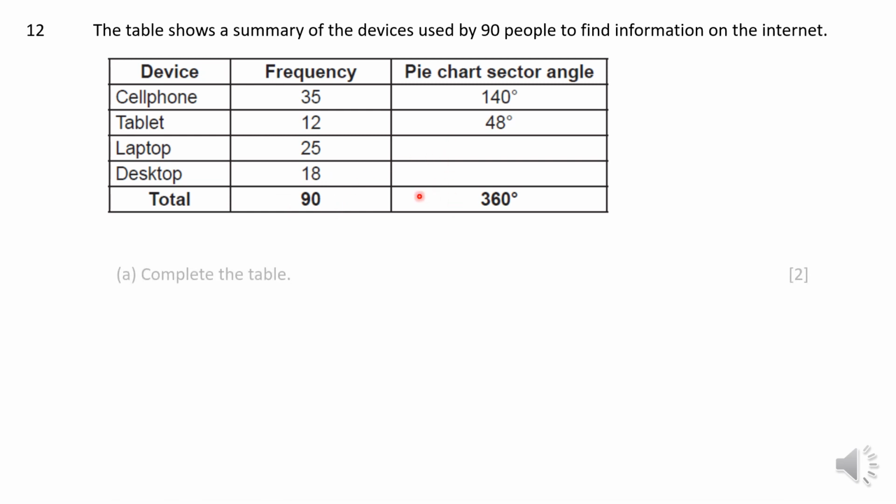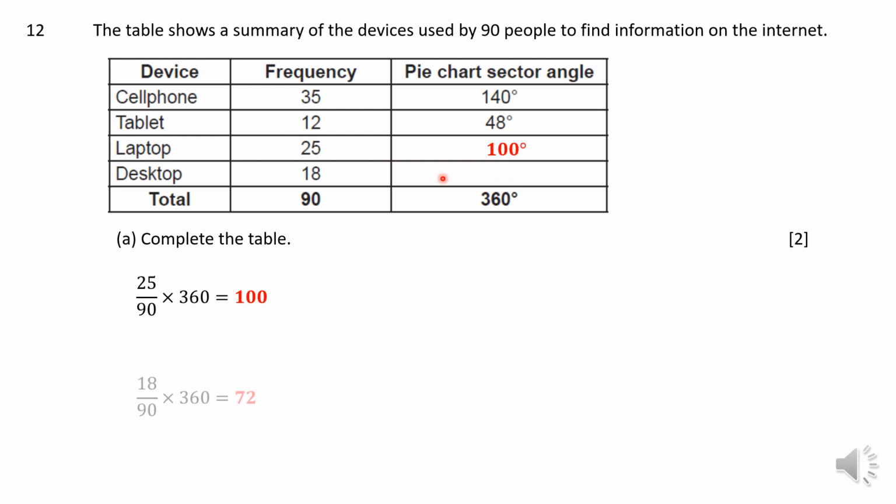There are some missing values here, so we need to complete the table. We take 25 over the 90 and multiply by 360 degrees because we are looking for the angle. So we realize that this angle is 100 degrees. I can do the same, or I can add these and subtract from 360, it doesn't matter. Then 18 over 90, and you should get 72 degrees. So this is how that particular question is answered.